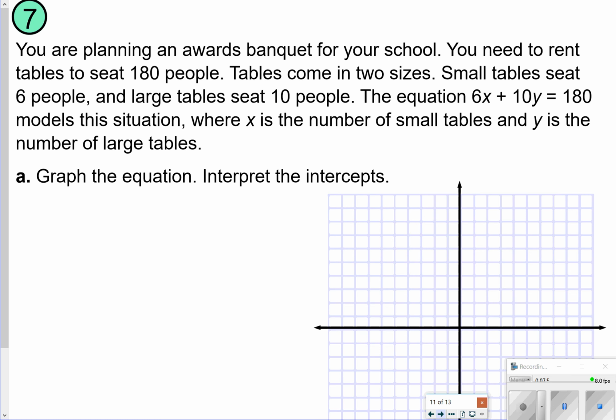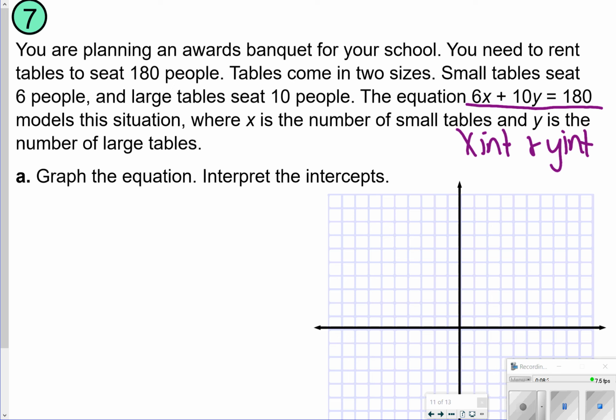For this last one, for number 7, it is a word problem. And it says you're planning an awards banquet for your school. You need to rent tables to seat 180 people. Tables come in 2 sizes. Small tables seat 6 people, large would seat 10. So here's your standard form equation, 6x plus 10y is equal to 180, where x is the number of small tables and y is the number of large tables. It says to graph the equation and then interpret the intercept. So you're basically still going to find the x-intercept and the y-intercept and then graph it and then interpret it.